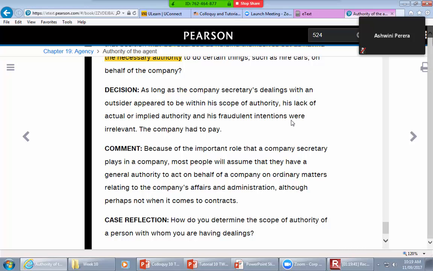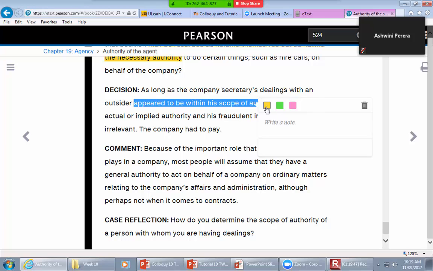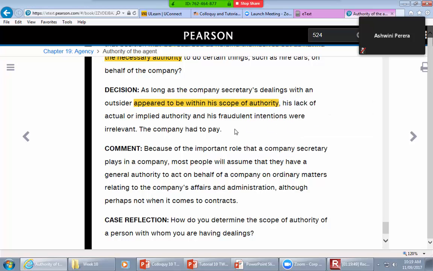As long as the company secretary's dealings with an outsider appeared within the scope of their authority, their lack of actual implied authority and the fraudulent intentions were irrelevant, because I'm protecting the third party. If it's reasonable for the third party to think that, yes, the secretary should have such authority, then that's the ostensible authority and they would be held liable. The company will be held liable and they will have to pay.